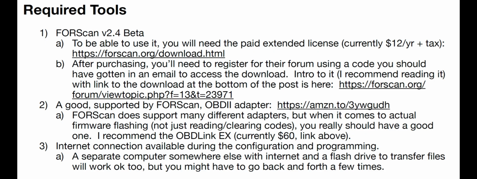The first thing you're going to want to do here is get the Forescan 2.4 beta. Now, in order to do that, you want to go to the Forescan website and buy an extended license, which is currently about $12 a year. After getting the license, you'll want to register in their forum using a code that they send you. Once you've registered in their forum, click the link below. You will need to go to their hidden forum, they call it, and download the beta from there.